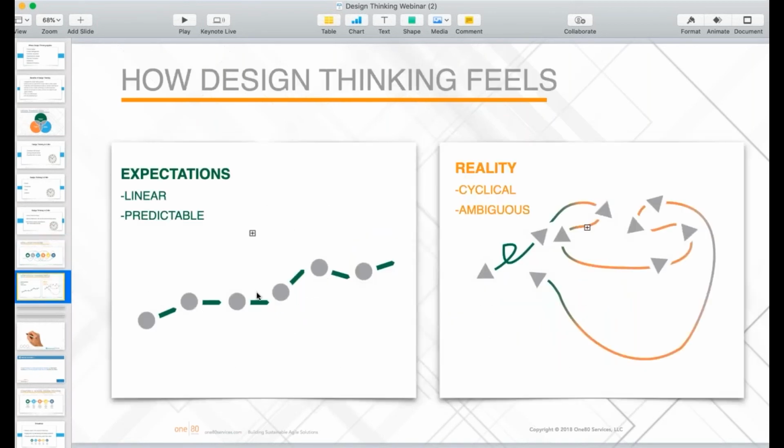Now, the expectations of design thinking is that you're going to incrementally improve as you go, where in reality, you're going to start off in one position and it's going to feel sometimes like you're spinning around in circles, but eventually you will come to a solution or a true problem that you can solve.